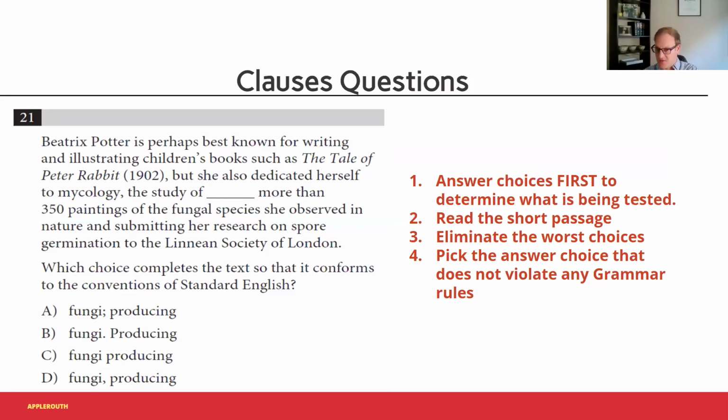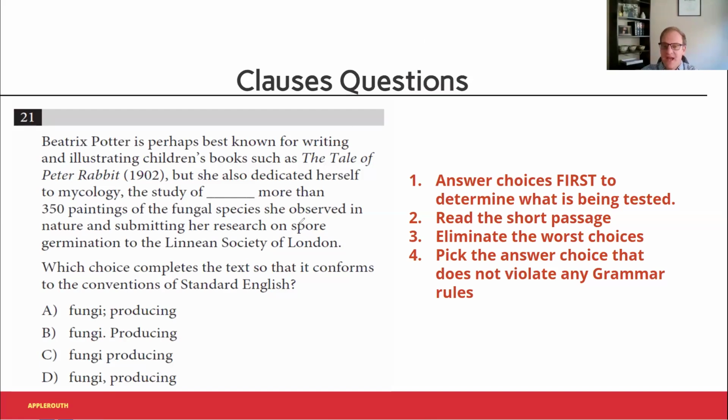Straight to the answer choices. Anytime you see a grammar question, clauses specifically, but grammar from about 16 to about 21 or 22, go straight to the choices, because that'll tell you what they're testing. In this case, very clearly clauses and punctuation. Then we'll read the short passage, or at least the sentence that matters. As always, we will eliminate. That is the word of the day for verbal. And we'll pick the answer that doesn't violate any rules.